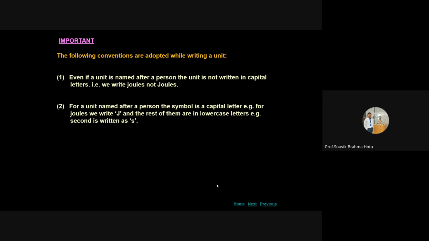For a unit named after a person, the symbol is a capital letter, that is uppercase J, and the rest of them is lowercase. Like if you want to write it in this way, only if you want to get only the first letter of it, then you can write like this, or you can write.